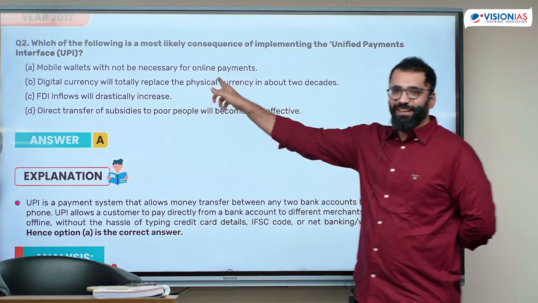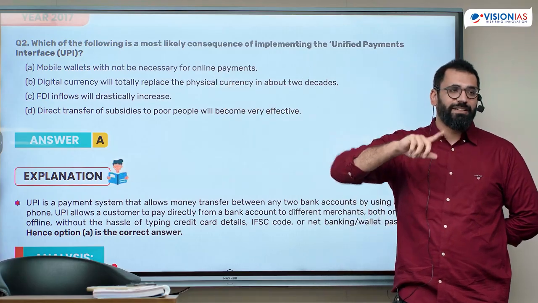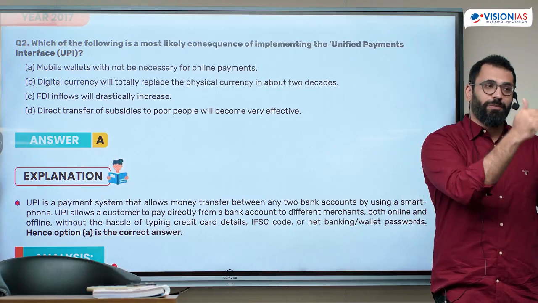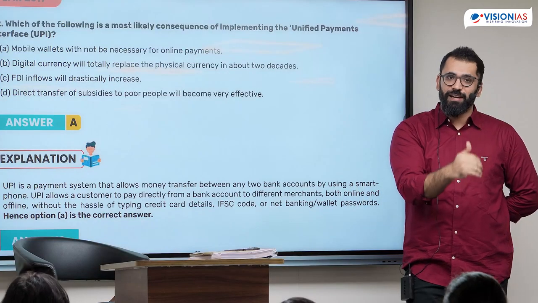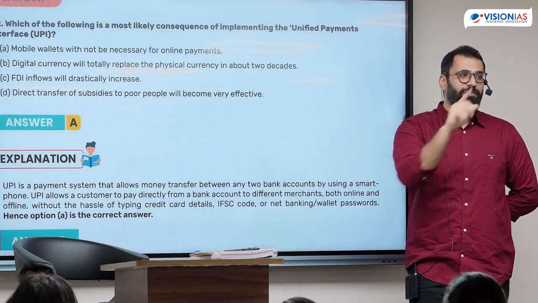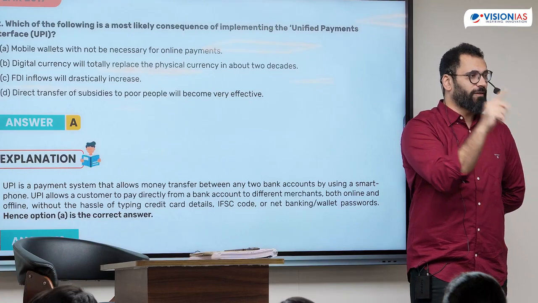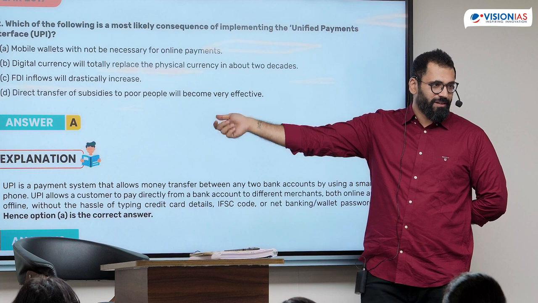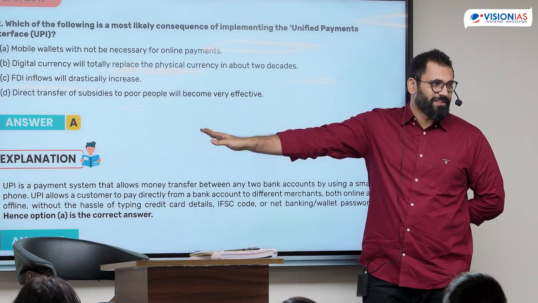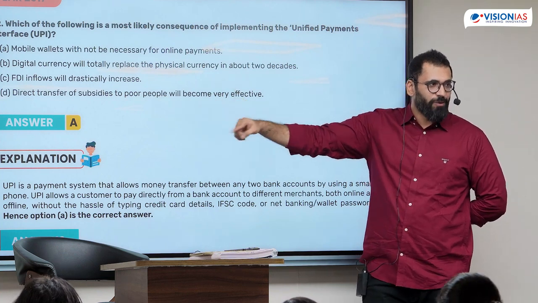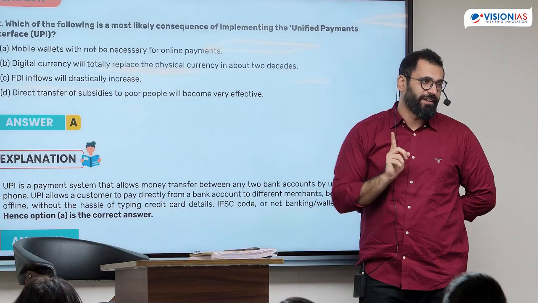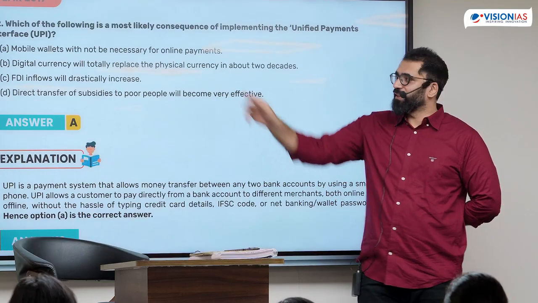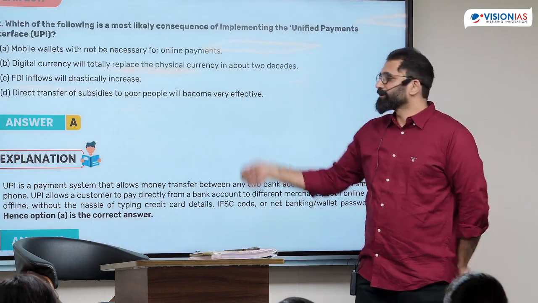The answer would be mobile wallets will not be necessary. Why? What is the function of a mobile wallet? You first need to put in the money in the wallet, and then the wallet money could be used. But if it directly allows you to transfer bank to bank, wallet would not be necessary. This option though looks relatable but doesn't make a lot of sense. बैंक अकाउंट होना बहुत जरूरी है डायरेक्ट ट्रांसफर के लिए. The payment system could be anyone. Is it clear why the option would be A?